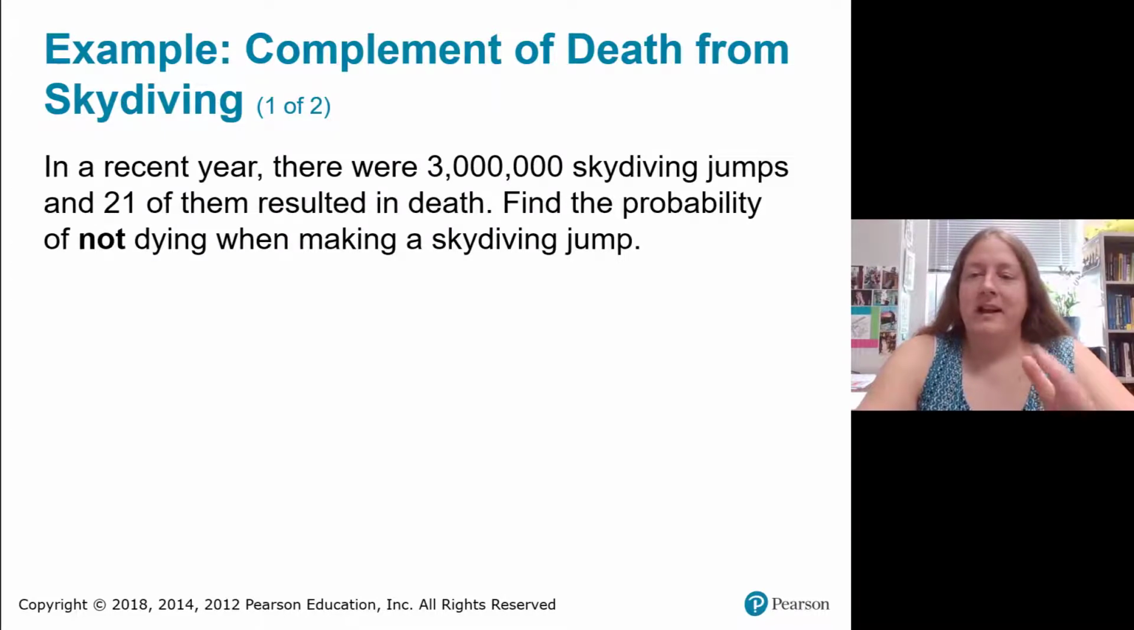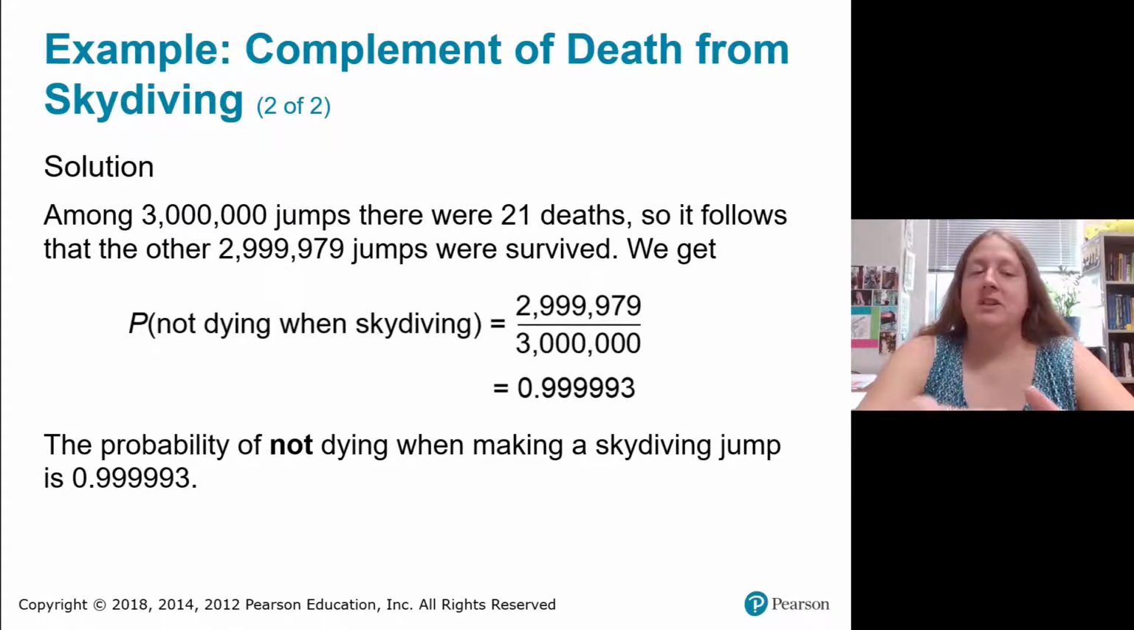If we do that, we know that there were 3 million jumps total, 21 of them resulted in death. That means that 2,999,979 jumps were survived. So we can find the probability of not dying by taking that 2,999,979 and dividing it by 3 million. And when we do that, we get a probability of 0.9999993. Right? So the probability of not dying when making a skydiving jump is 0.9999993.